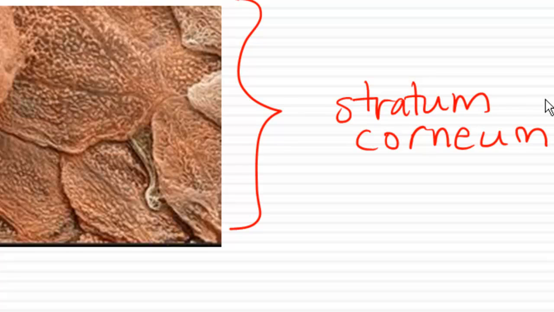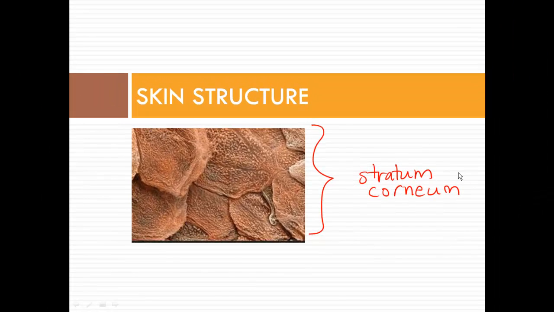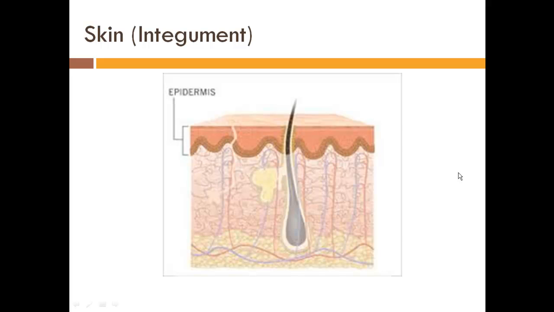Now when we look at the skin in more detail, we're going to be looking at layers upon layers upon layers. So I felt that this picture was a good introduction because you can physically see all of those layers. Now if we look at the side profile, the skin is called the integument. So today we're going to look at the integumentary system.